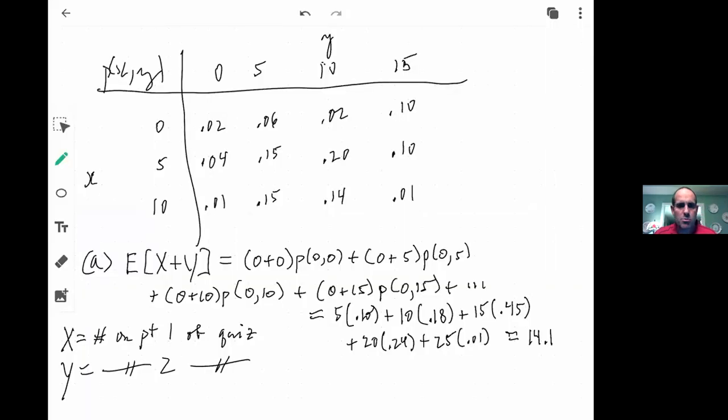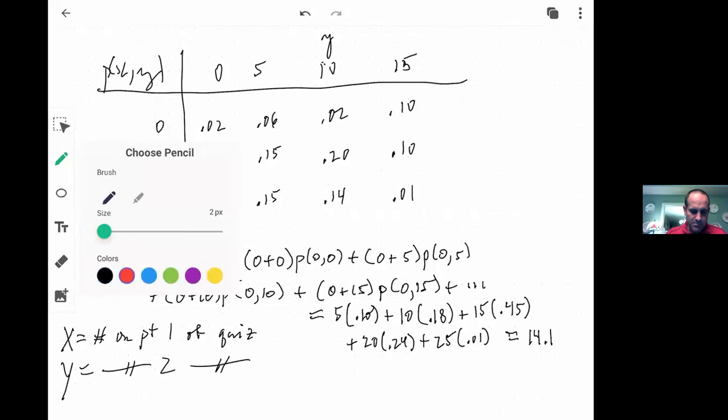All right, we're back in here. Okay, so I basically got 14.1 for the expected recorded score if the recorded score is the sum of the two things. Again, these probabilities are the probabilities of various X and Y scores on this table. One thing that I will point out here is the following.